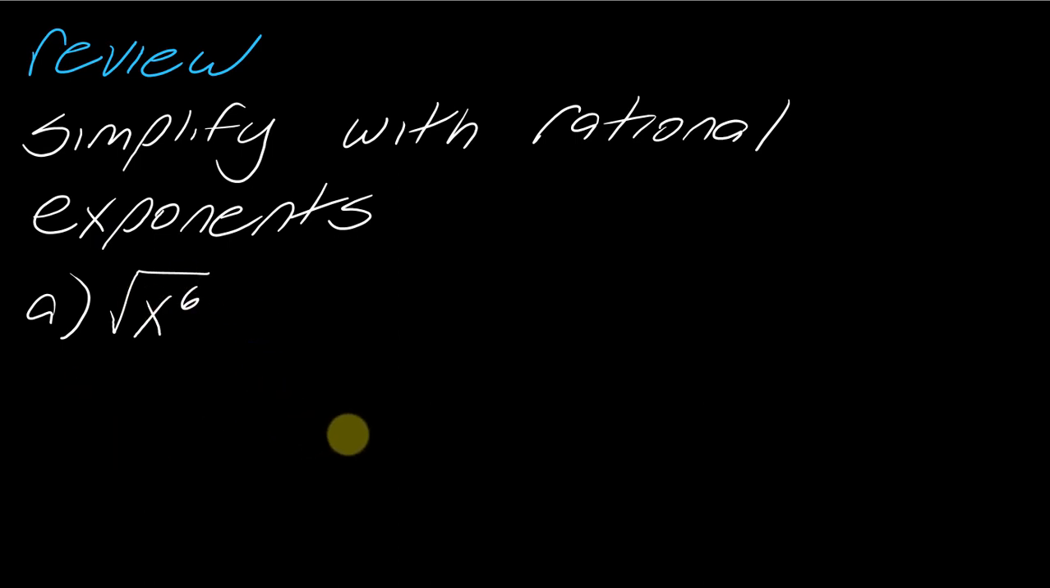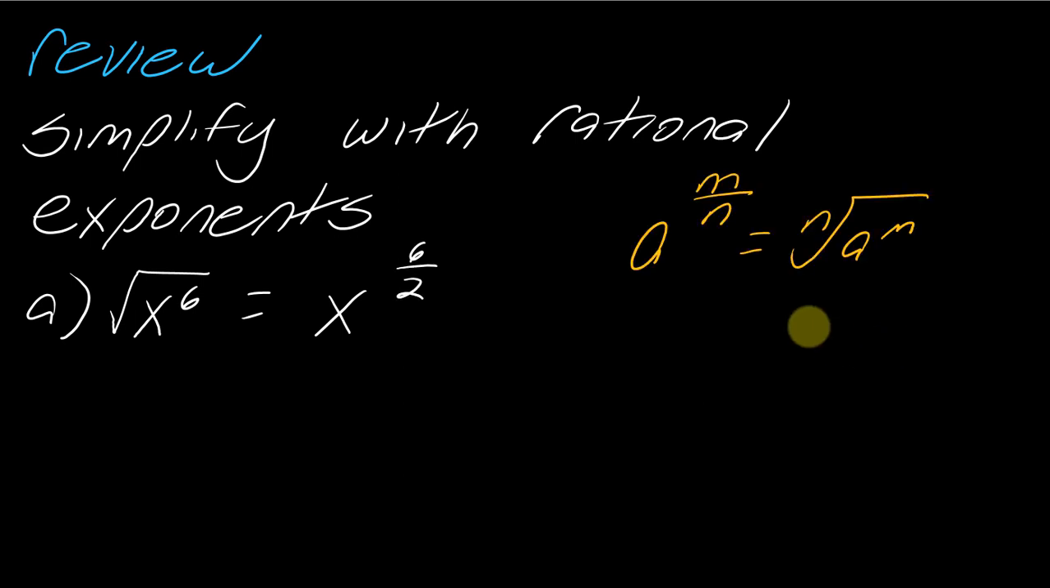Just to remind you of how this works, I've got the square root of x to the 6. We talked about in a previous video that with rational exponents, I can rewrite this as x to the 6 over 2, because this is how it works with rational exponents. Hopefully you're already familiar with how to go between the two forms. If not, I strongly recommend that you start there before watching this video.